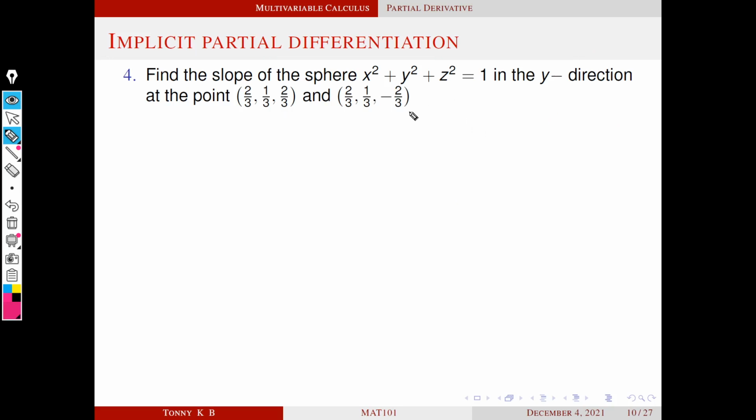How? Also, what is the geometry? Geometrically, suppose you consider the surface. We have to find the derivative in the y direction at this point. So we consider the intersection of the surface with x equal to 2 by 3, right? And what is x equal to 2 by 3? It is a plane. So what is the intersection of this sphere with this plane? It should be a circle, and these 2 points belong to the same circle.